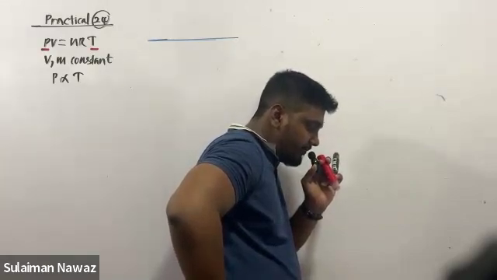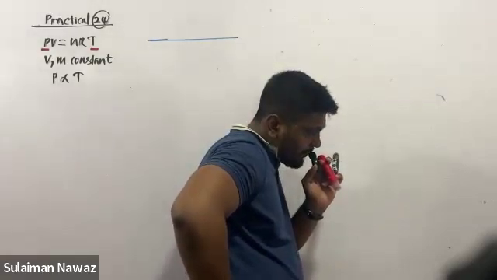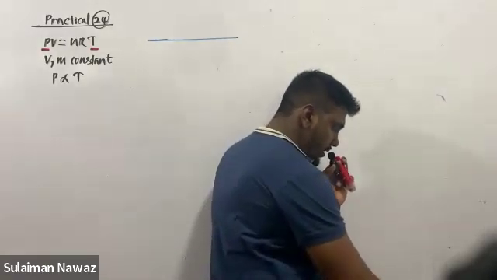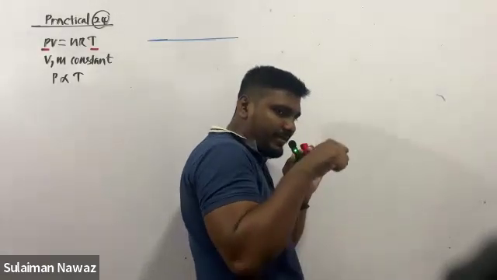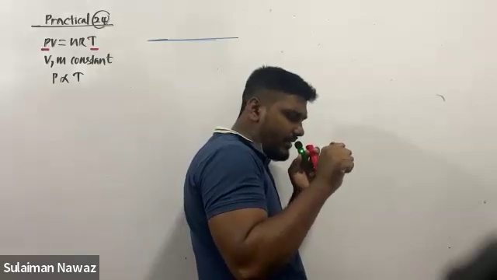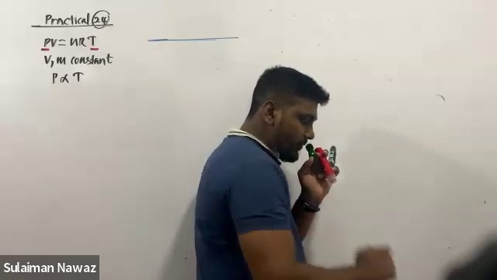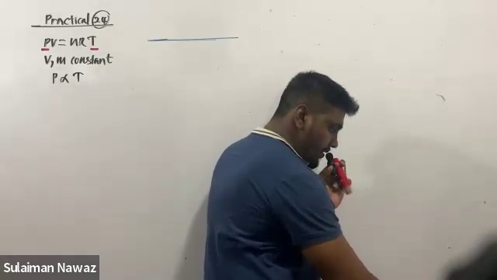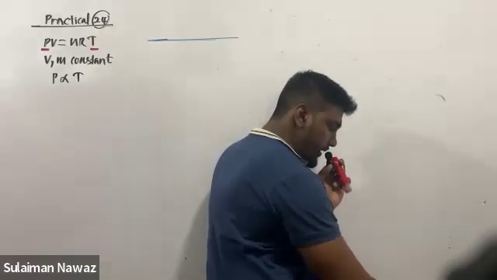A wire gauze, a stand and a stirrer. Stirrer means S-T-I-R-R-E-R. And also a mercury thermometer. Okay, we need a mercury thermometer as well.